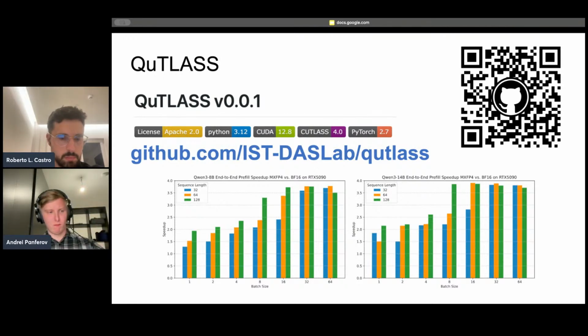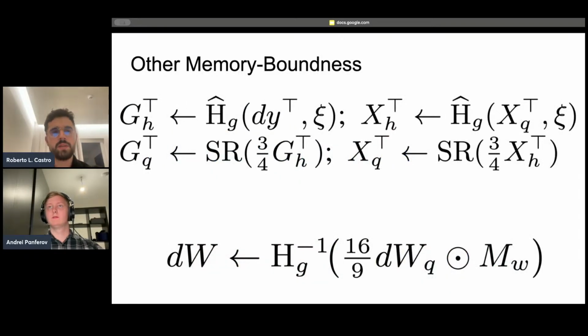Here I have some speed up numbers end-to-end for 2 different models. We can discuss them later if you want, but this is the repo where all the kernels are going to be dumped afterwards.